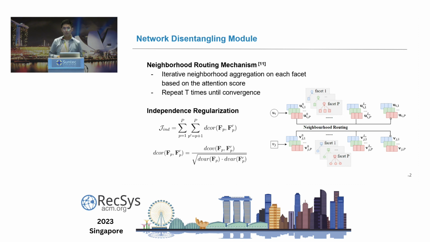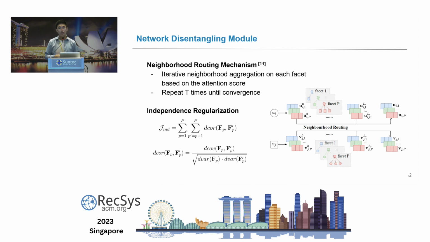For the network disentangling module, here I put an example of the interaction network disentangling, and the design for the social network disentangling is similar. Here we use this neighborhood routing mechanism, where each user is initialized with P chunks of initial embedding, each of them corresponding to an intention facet. Then we use this routing mechanism to iteratively aggregate the neighborhood information on each facet based on the attention score. This attention score just means how likely this connection is attributed to the current facet. And we repeat this several times until convergence.